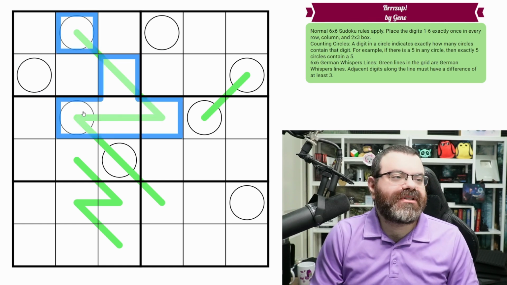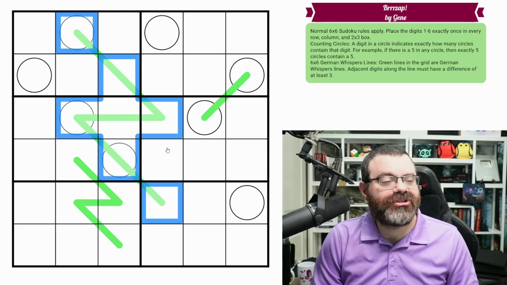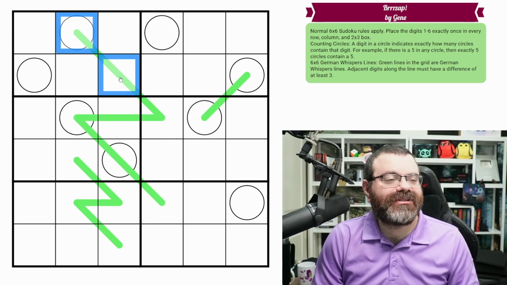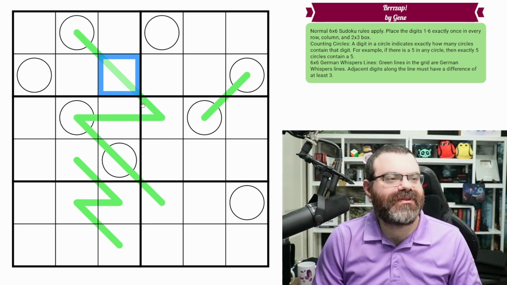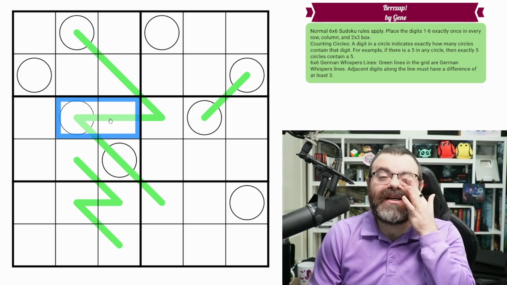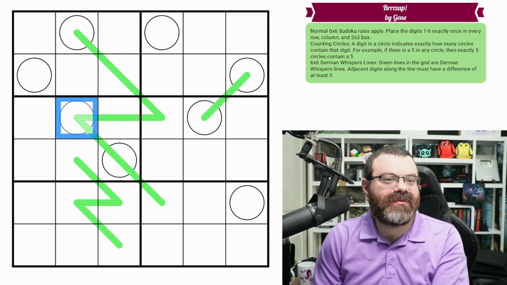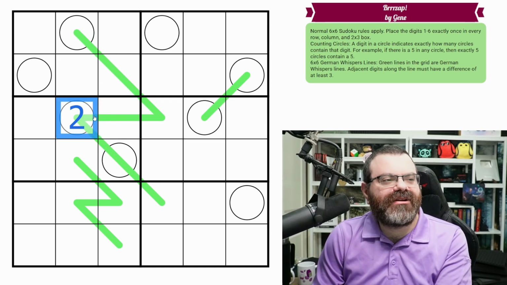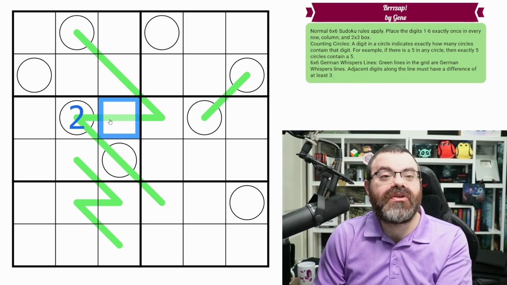I'm going to do German whispers first. So these green lines in the grid are German whisper lines. Basically, just any two adjacent digits in the line. These two, these two, these two, these two. They have to have a difference of at least 3. So if this was a 2, then this digit here, which is next to the 2, has to be at least 3 different from 2.